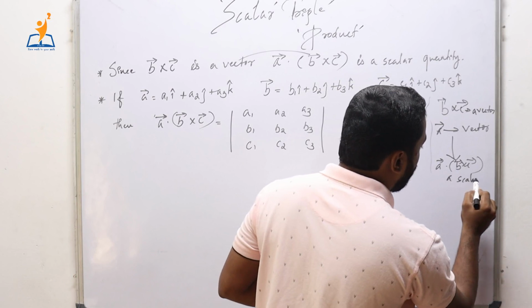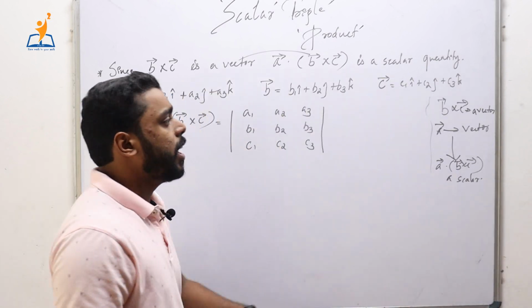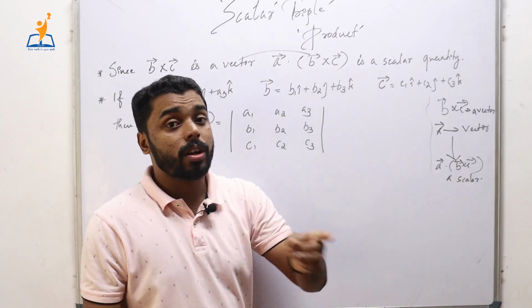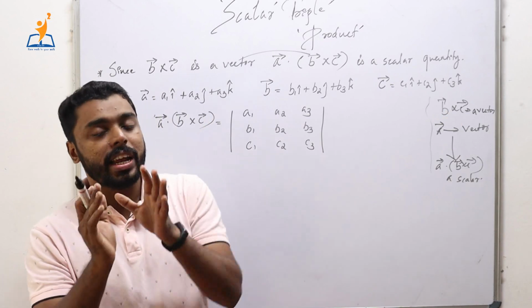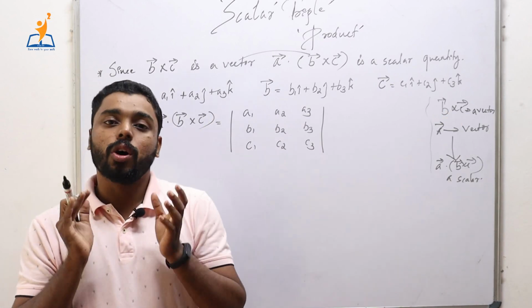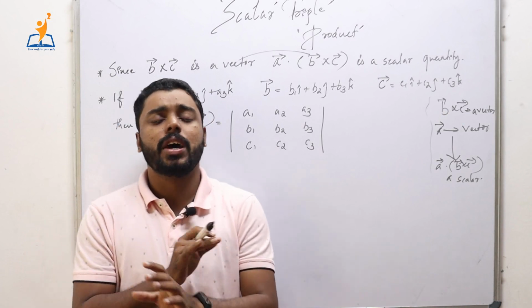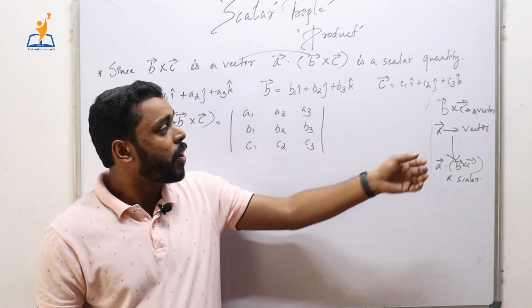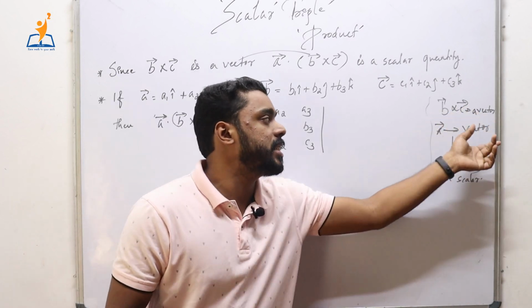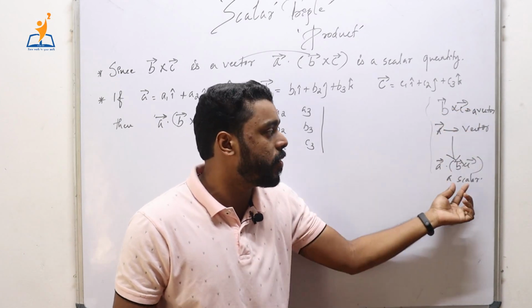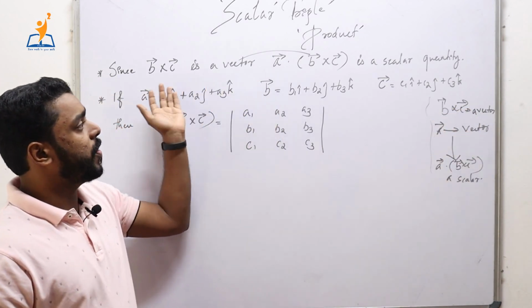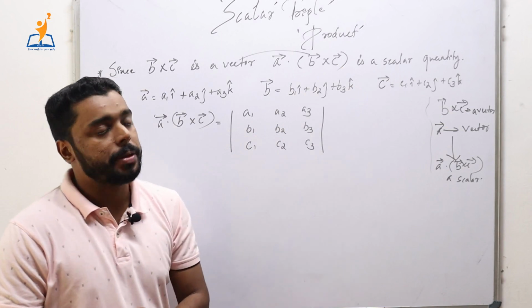We know that the dot product of any two vectors is a scalar. Always remember that whenever two vectors are given, the cross product of those two vectors will definitely be a vector. So whenever B cross C is a vector and A is a vector, the dot product of A and B cross C will be a scalar. That is what we were mentioning in the first property.